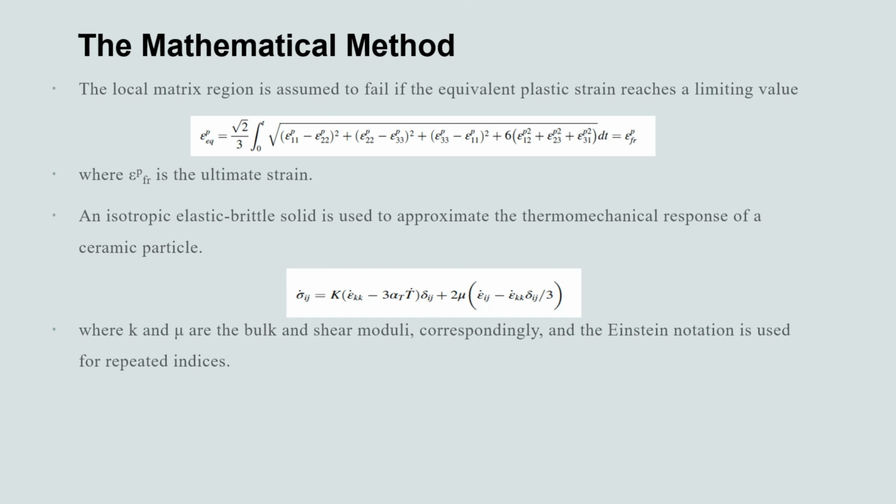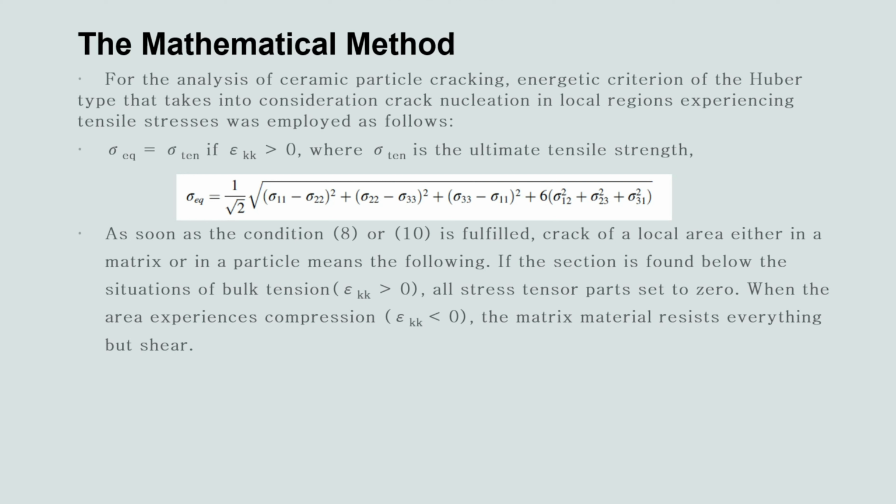An isotropic elastic brittle solid is used to approximate the thermomechanical response of a ceramic particle. Here K and mu are the bulk and shear moduli correspondingly, and the Einstein notation is used for repeated indices. For analysis of ceramic particle cracking, an energetic criterion of the Huber type that takes into consideration crack nucleation in local regions experiencing tensile stresses was employed as follows. The equivalent stress equals the tensile stress, if the equivalent stress is more than zero, where the tensile stress is the ultimate tensile strength.